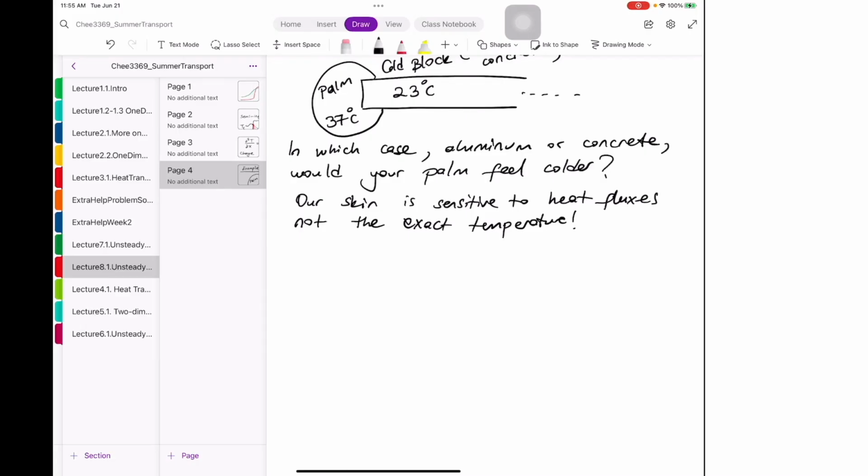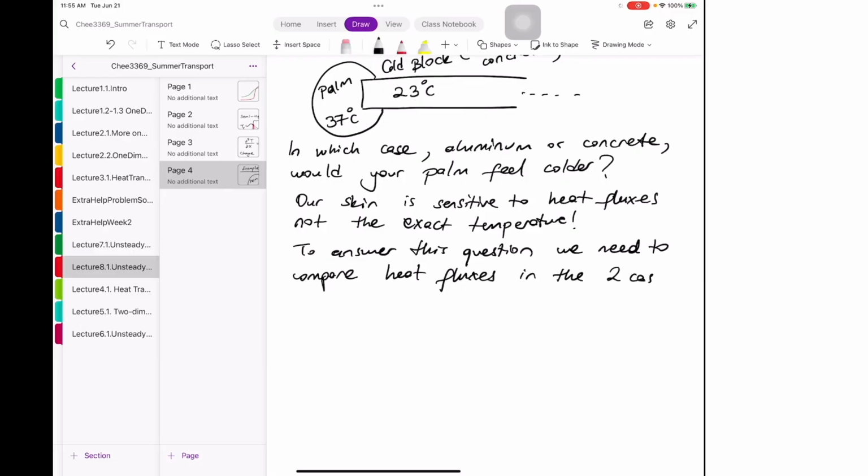You're gonna feel cold. So, long story short, you can do this experiment and convince yourself that your skin is sensitive to heat fluxes rather than the exact temperatures. So to answer this question, we need to compare heat fluxes in the two cases, right?